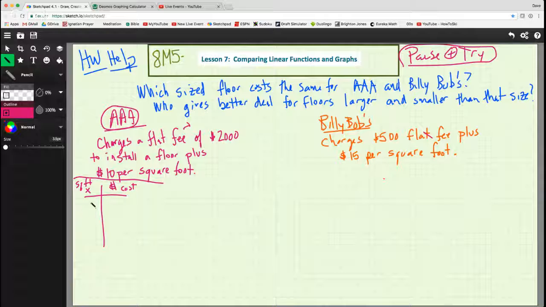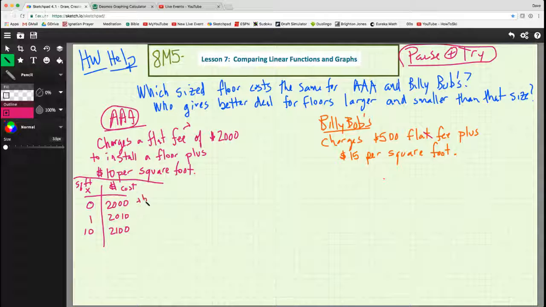So if we have 0 square feet, it's going to cost you $2,000 just to come out. And then if you have 1 square foot, it's going to cost you $2,010. And then 10 square feet, 10 times 10 square feet is 100 plus the 2,000 for coming out. It looks like this. So maybe this helps you see the problem better.